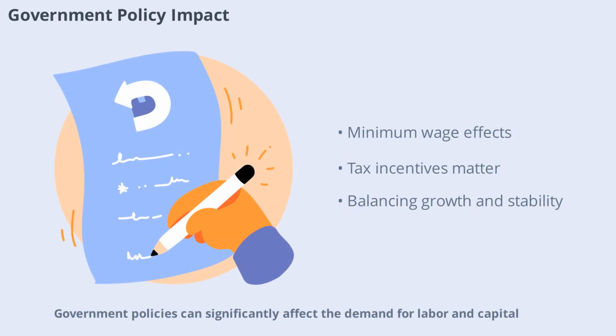Government policies can significantly affect the demand for labor and capital. Minimum wage laws, tax incentives for investment, and regulations all play a role. For instance, a higher minimum wage may reduce labor demand, while tax breaks for equipment purchases can boost capital demand. Policymakers must balance these effects to promote economic growth and stability.